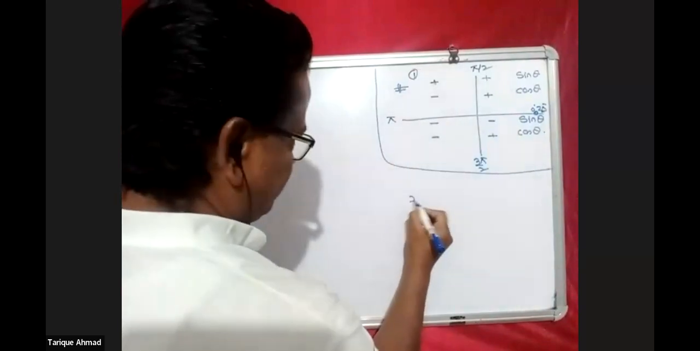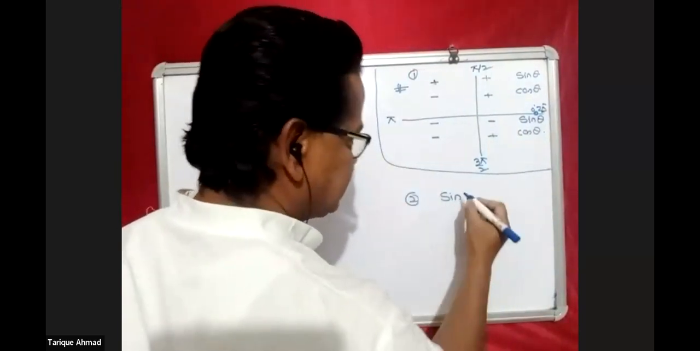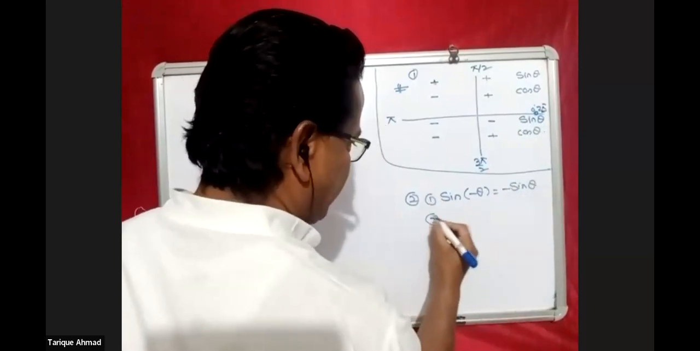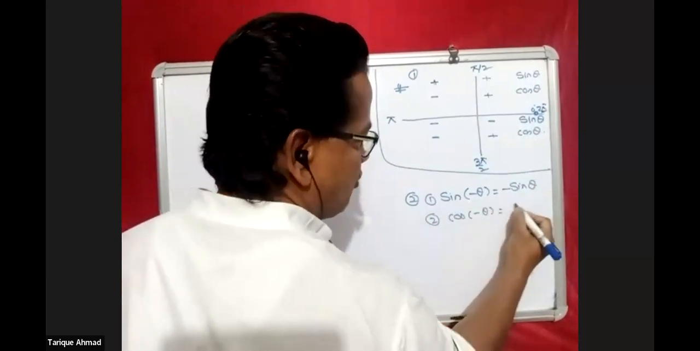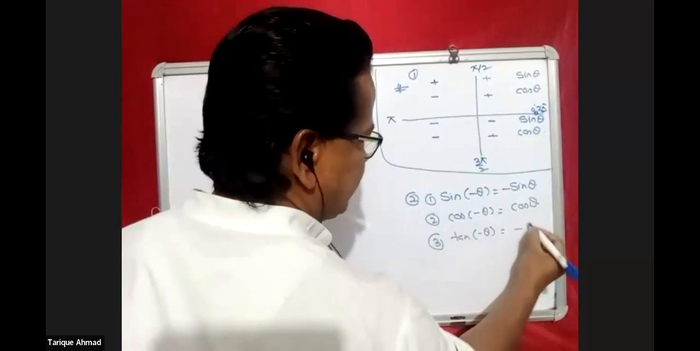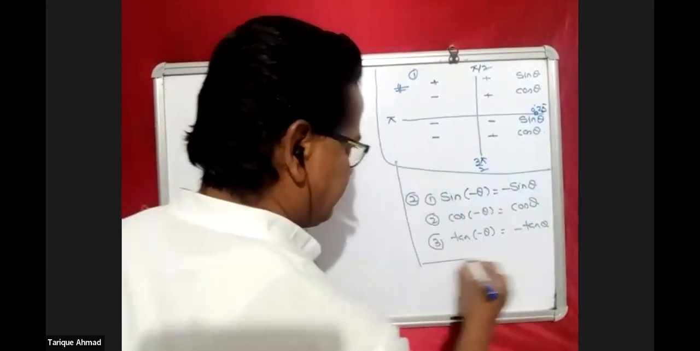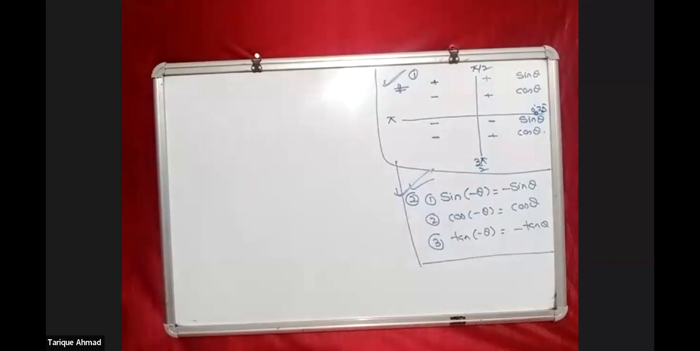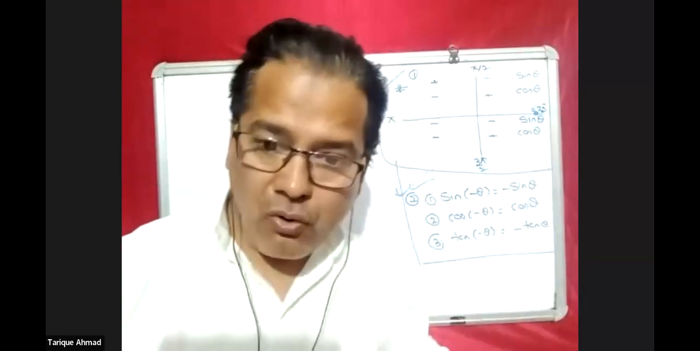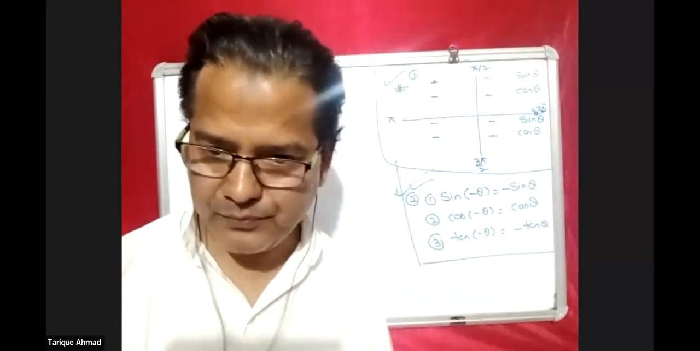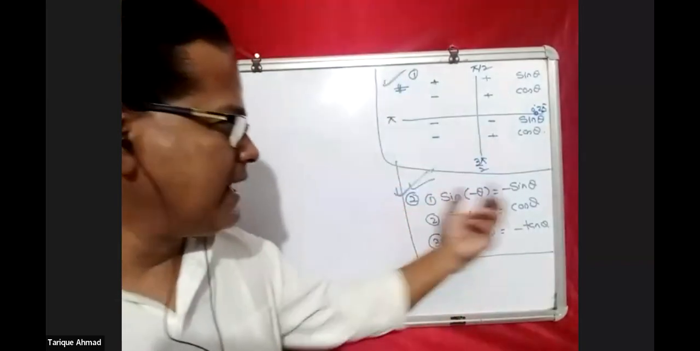Second, this formula we have to keep in memory. Sine minus theta is minus sine theta. Cos minus theta is cos theta. Tan minus theta is minus tan theta. From this formula, trigonometry begins. Everything has some proof, but we do not have to learn those proofs right now in class 11 or for competitive examination, so I'm not explaining the proof part. We just have to memorize.